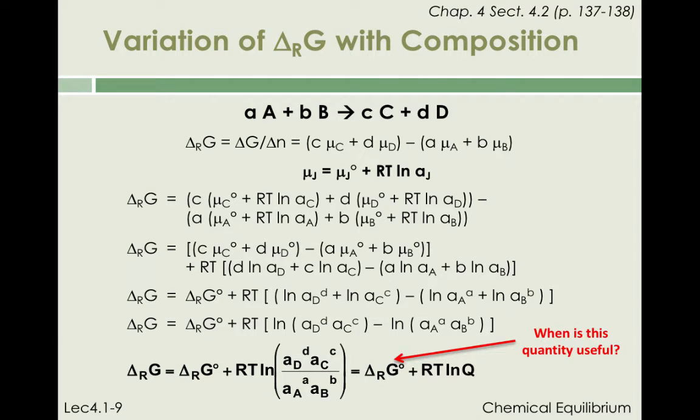So when is the value of delta Rg standard sufficient for the determination of spontaneity? The only time the spontaneity of a chemical reaction can be judged without the specific calculation of Q is when reactants and products are present in standard concentration or at standard pressure. Indeed, in this case, all activities will be unity, Q will have a value of 1, and the natural log of Q will be 0. Before we proceed further, it would be worthwhile to make sure we know how to write Q for any reaction.